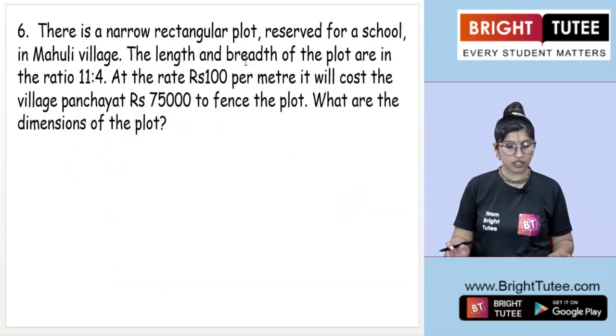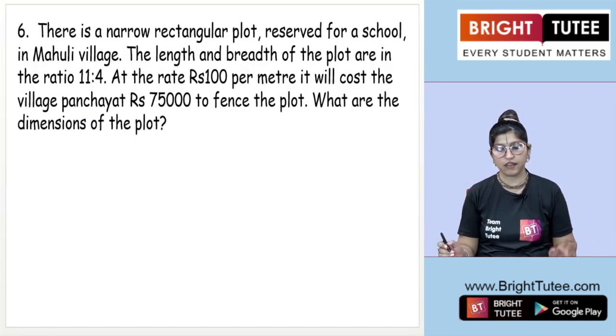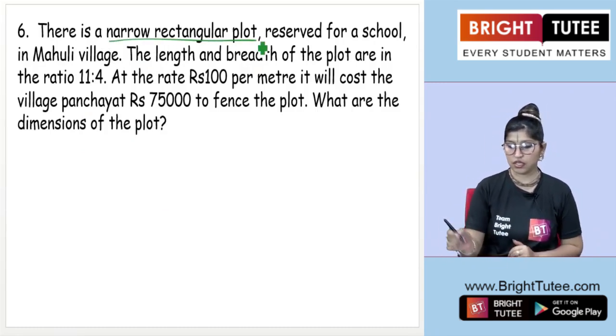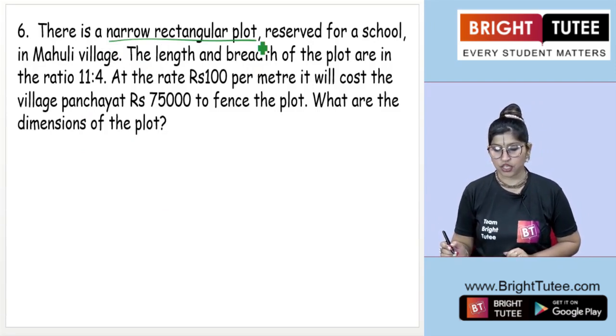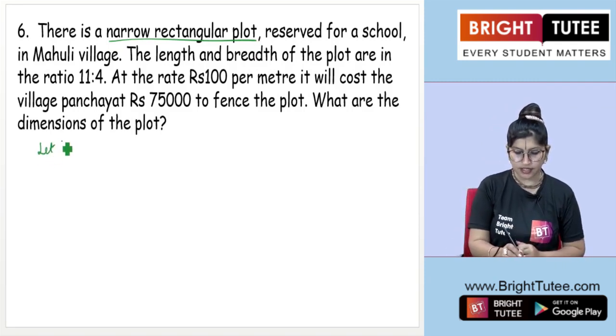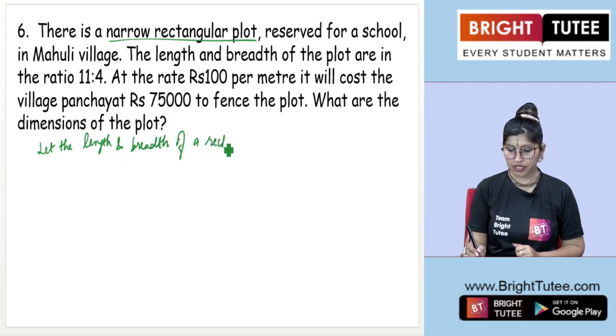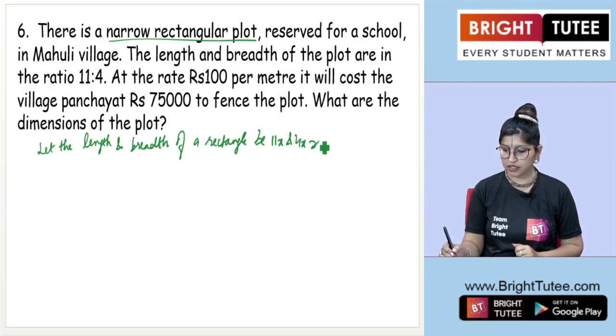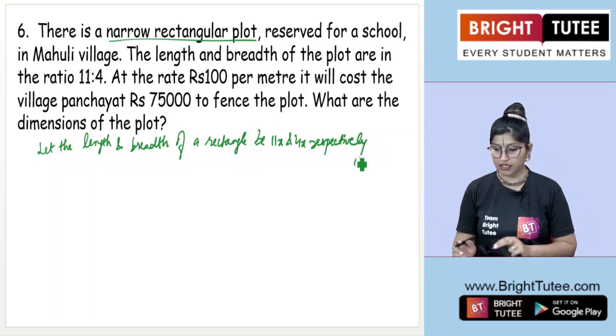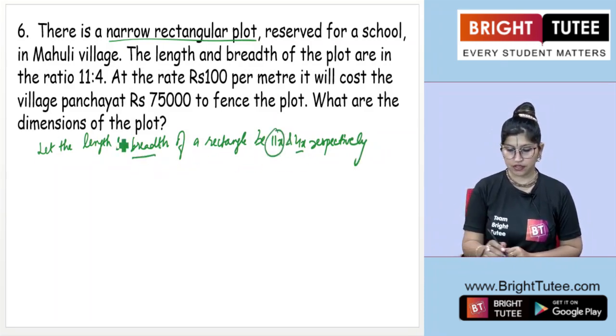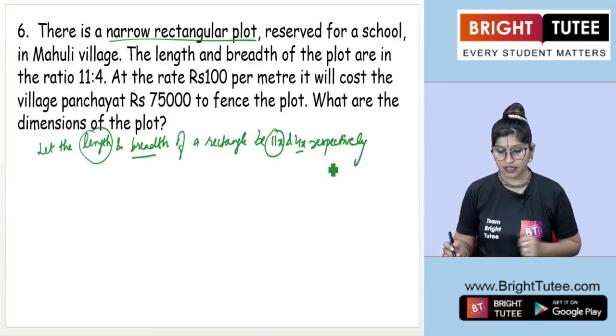Moving on to the 6th question now. This question says that there is a narrow rectangular plot reserved for a school in Maholi village. Now the length and breadth of the plot are in the ratio 11:4. So first thing, let the length and breadth of a rectangle be 11x and 4x respectively. I am writing respectively because 11x is for length and 4x is for breadth.